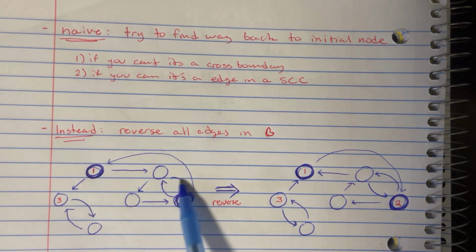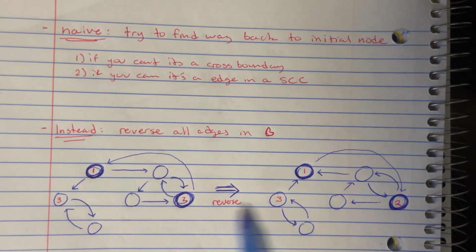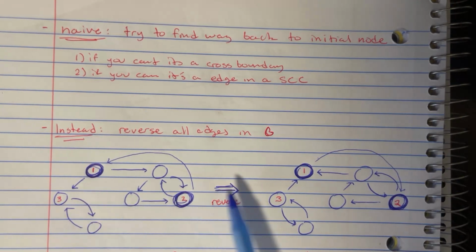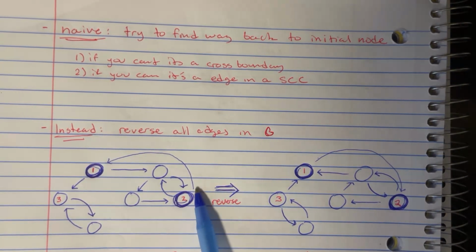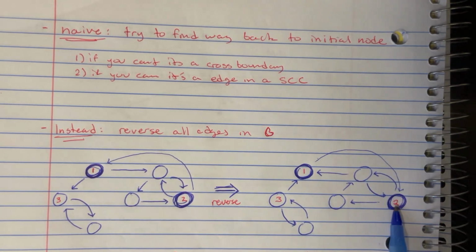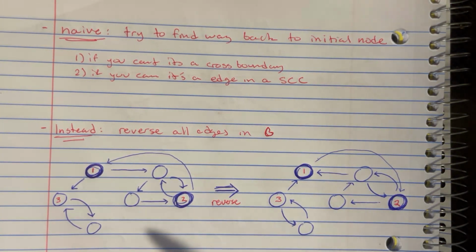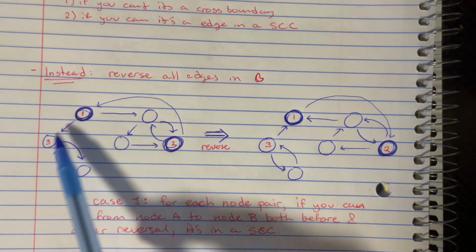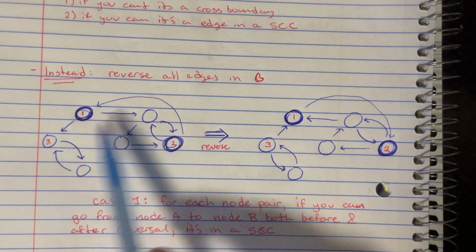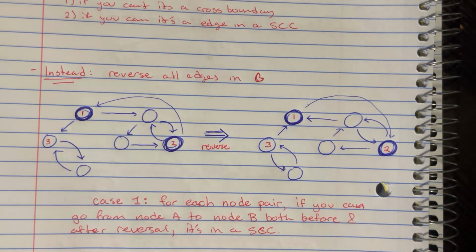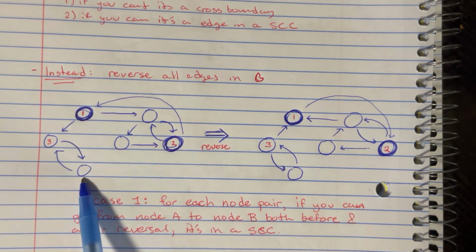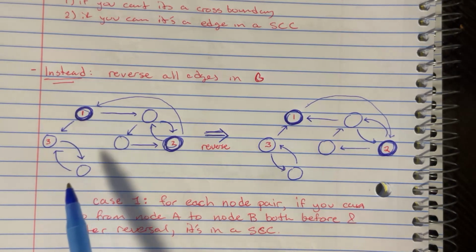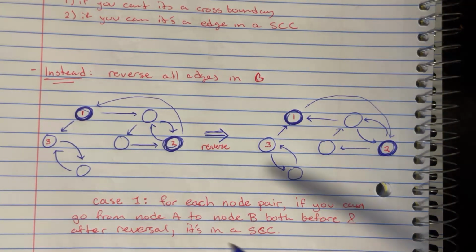So we have this node network, and we're going to reverse the edges, where this one going this way suddenly becomes this way, or this one going this way suddenly becomes this way. And we can see here that we have two cases when we reverse a set of nodes. Case one, for each node pair that we have, whichever node pair, if we can go from node A to node B both before and after the reversal, then it's an SCC. So let's look at this as an example.